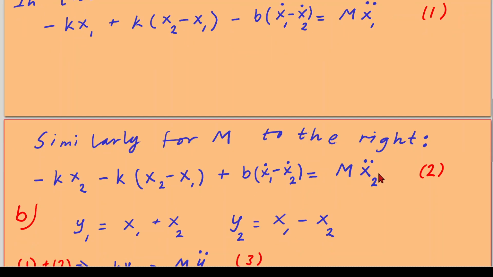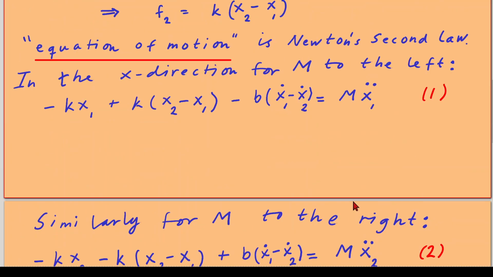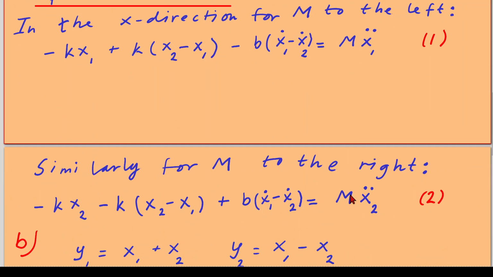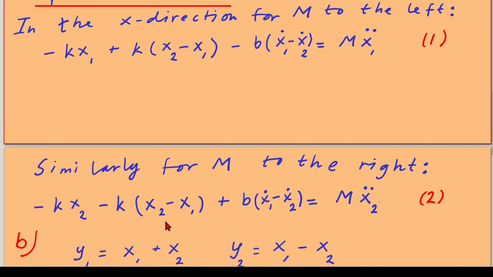Okay, and the next task is to introduce two new variables, y1 and y2, in the following fashion. y1, the sum of those variables, and here's the difference. And then you can find something rather interesting here. Because this equation depends on both x1 and x2, and this too, it's a coupled differential equation, which might be difficult to solve. So by using this trick here, we can decouple the equations, right?